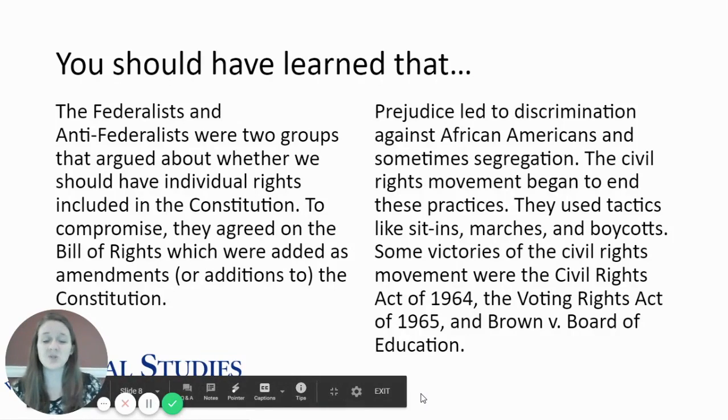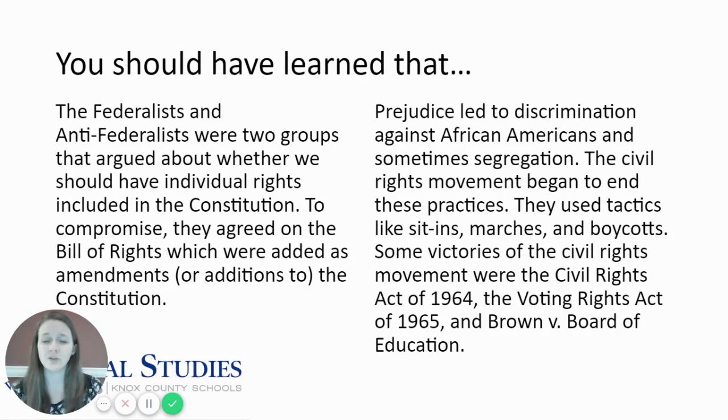By reading these two articles, you should have learned that the Federalists and Anti-Federalists were two groups that argued about whether we should have individual rights included in the Constitution. To compromise, they agreed on the Bill of Rights, which were added as amendments, or additions, to the Constitution.